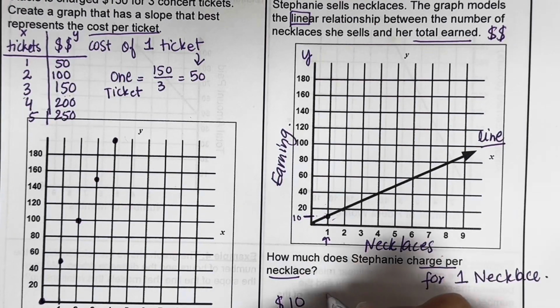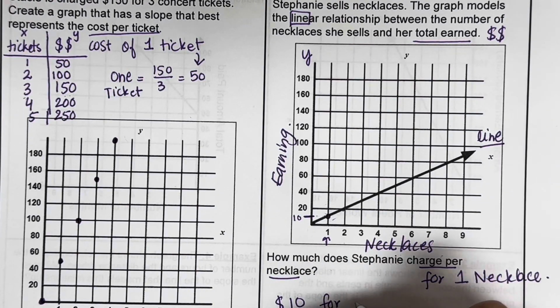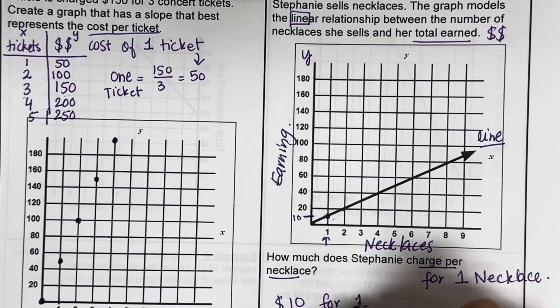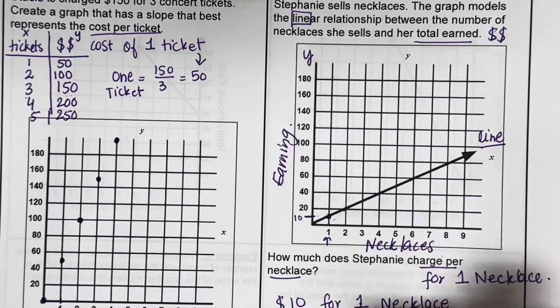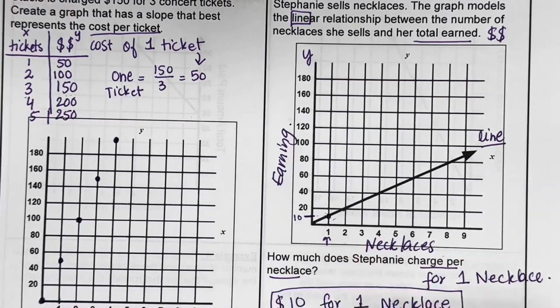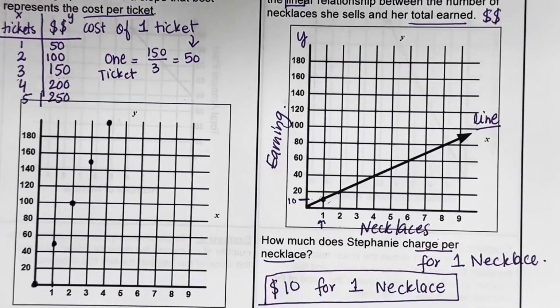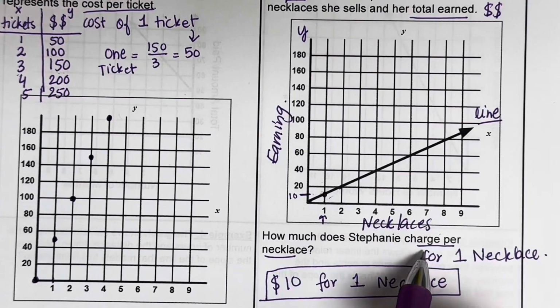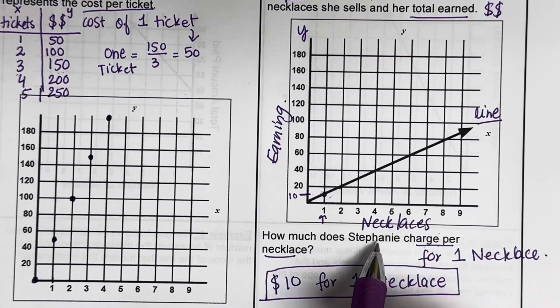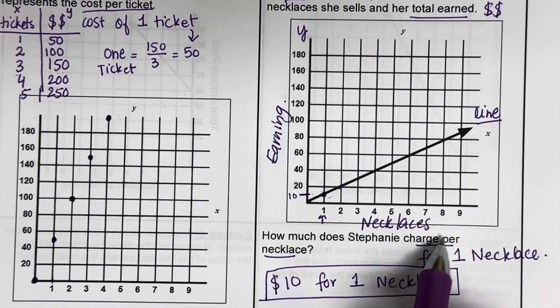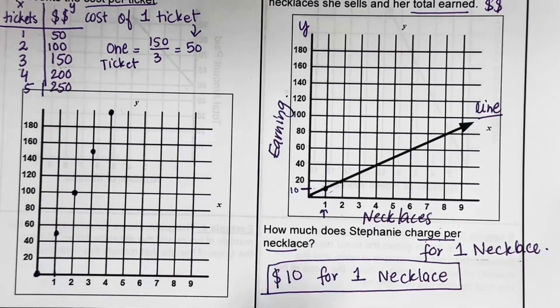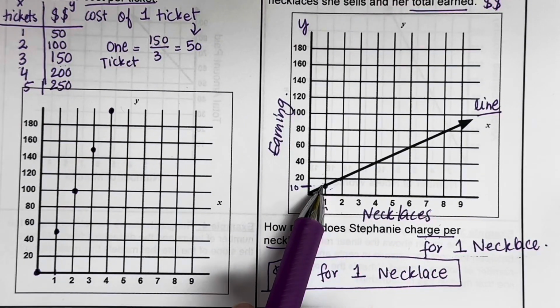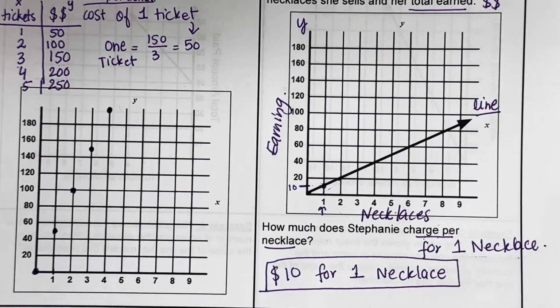So $10 for one necklace. That is what it means from the graph. So pretty easy. If you have a graph, you can just check it, or you can just figure out. But the first thing you have to do is always write it out. Charge per necklace means for one necklace, so you understand it is at the one necklace, and that's where you can read the graph and figure out the answer.